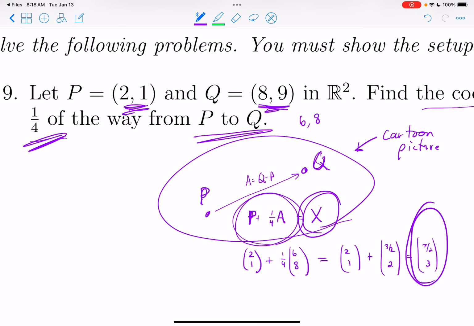And then I need to find A. So how can I find A? Well, first let me draw A. Maybe A will look like this. Okay, so how do I get a vector? Final minus initial. So I can get A if I have another point. So I'll find another, and then set A equal to Q minus P. And then my answer is P plus tA. So now I'm basically done, and I just need to do the solving.